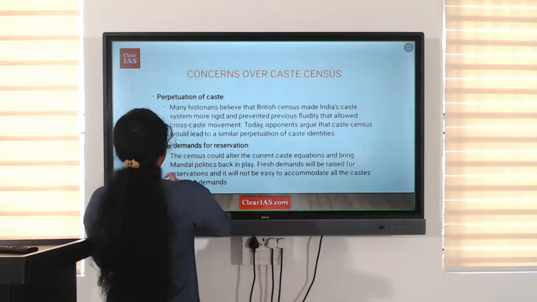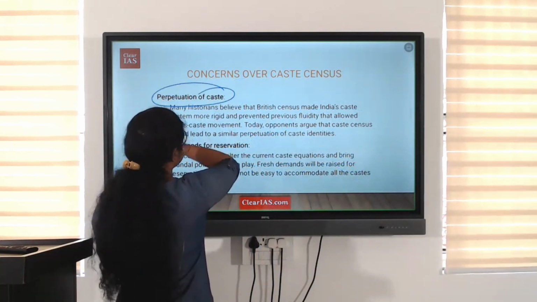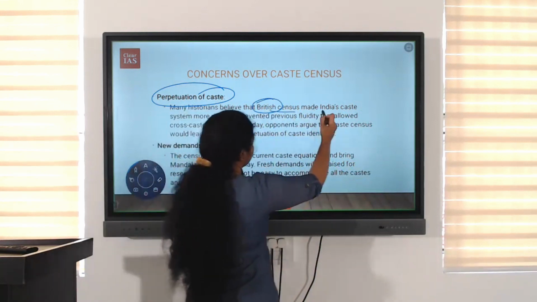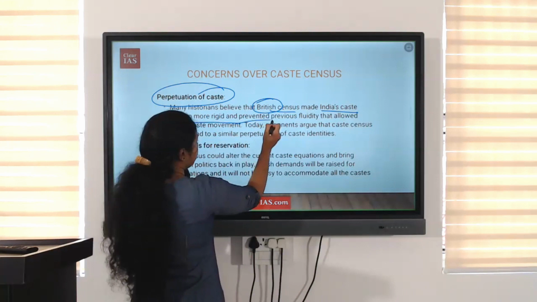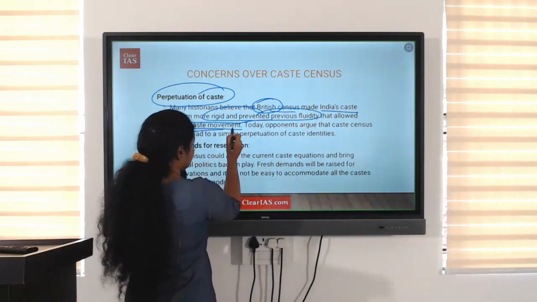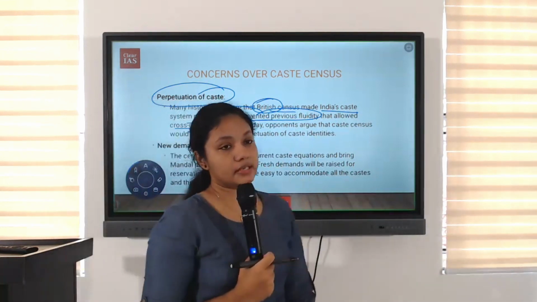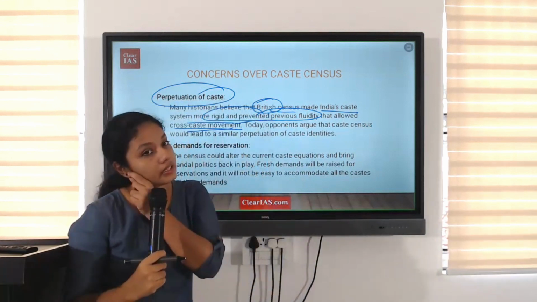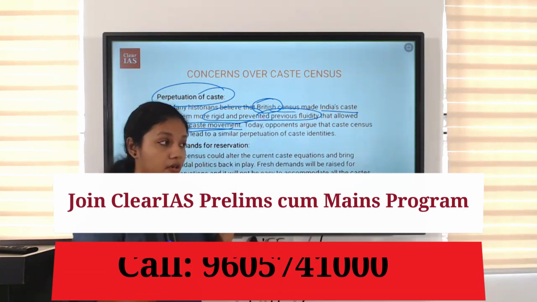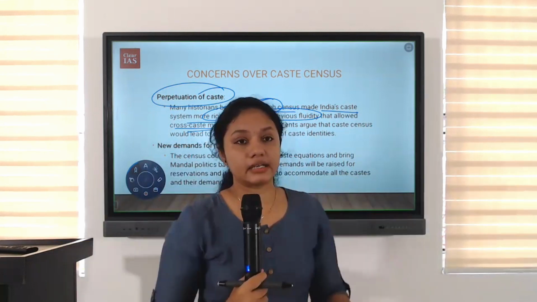Concerns for a caste census. The first one is perpetuation of caste. Okay. Why? Many believe that the British census made India's caste system more rigid and prevented previous fluidity that allowed cross-caste movement. Today, opponents argue that a caste census would lead to a similar perpetuation of caste identities. Meaning, caste identity will be more emphasized if we conduct a caste-based census.